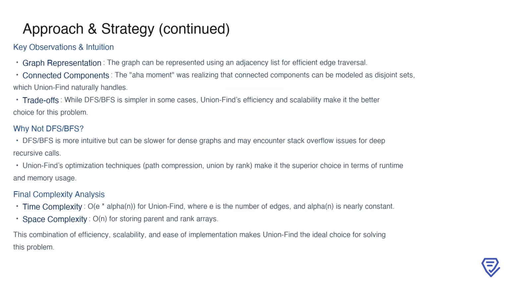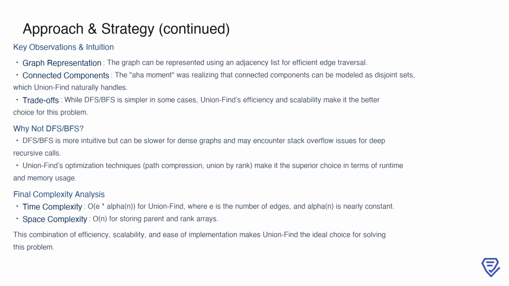The key to solving this problem efficiently lies in how we represent the graph and conceptualize the idea of connected components. Using an adjacency list allows for efficient edge traversal, and recognizing that connected components can be modeled as disjoint sets leads naturally to the union find approach. While DFS and BFS are intuitive, union find stands out due to its optimization techniques, such as path compression and union by rank, which significantly enhance runtime and memory efficiency. This makes it better suited for dense graphs and large datasets.